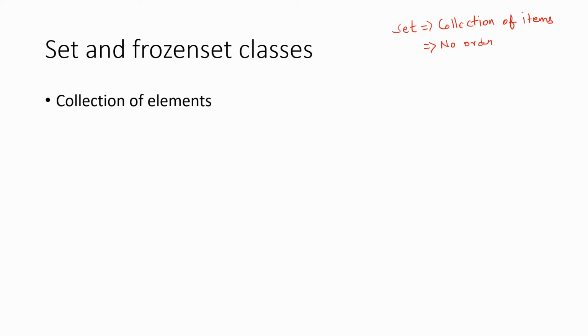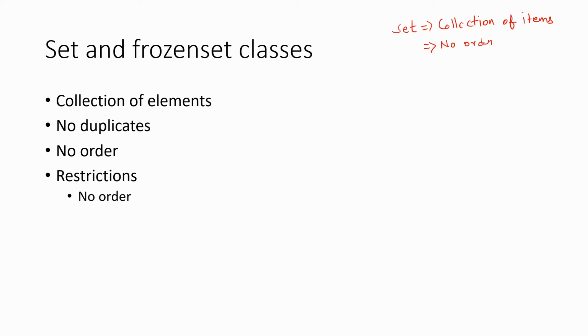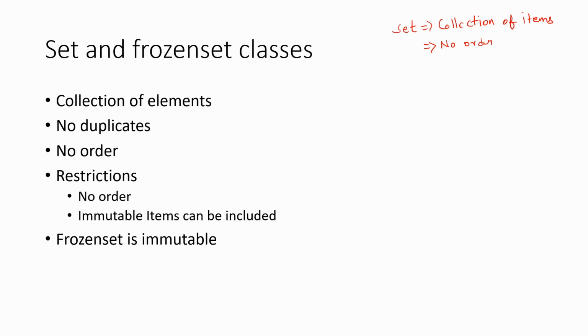So a set represents a collection of elements, and there are no duplicate values in any given set, and the order is not a matter of concern in the set. Next, the restrictions on using a set: it does not maintain any order, either ascending or descending. And also, only immutable items, whose values cannot be changed, can be included in a Python set.